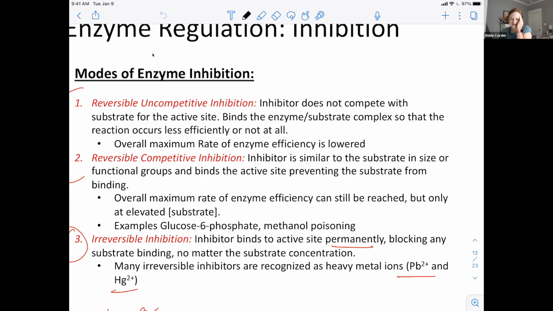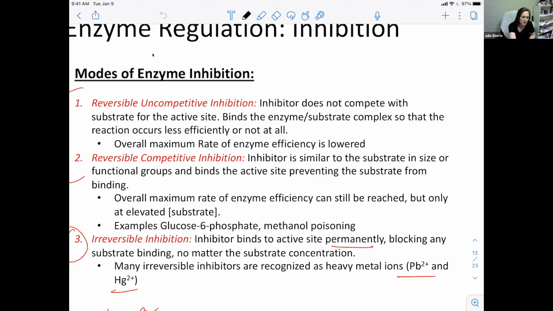Can I ask about B again? Yeah. Yeah, I'm confused about that. So I was thinking since both of them could bind to it, I think I'm just getting them backwards, competitive and uncompetitive.